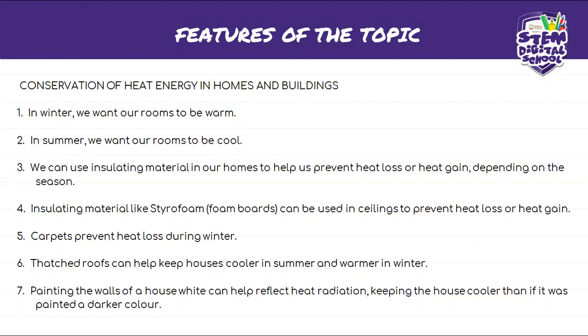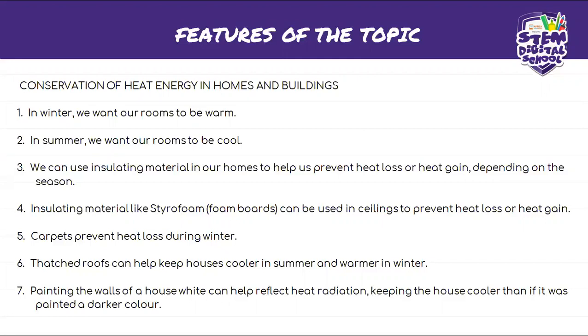Insulating material like styrofoam can be used in the form of what? Foam boards so that they will be stuck in walls. Okay. So that at the end of the day, in ceilings and in the walls, it prevents heat loss or heat gain. So basically, insulating materials like styrofoam can be used in ceilings to prevent what? Heat loss or heat gain.